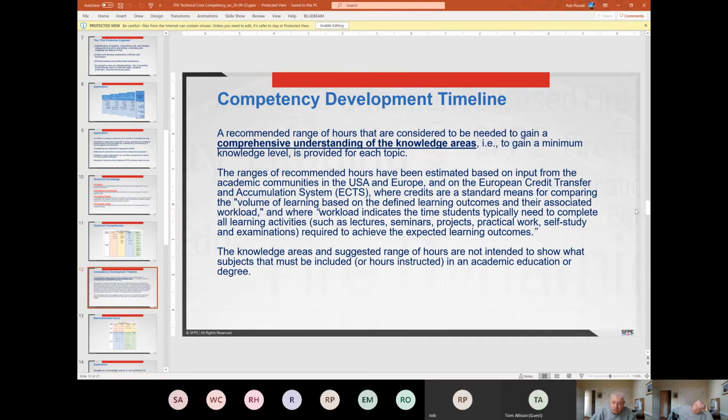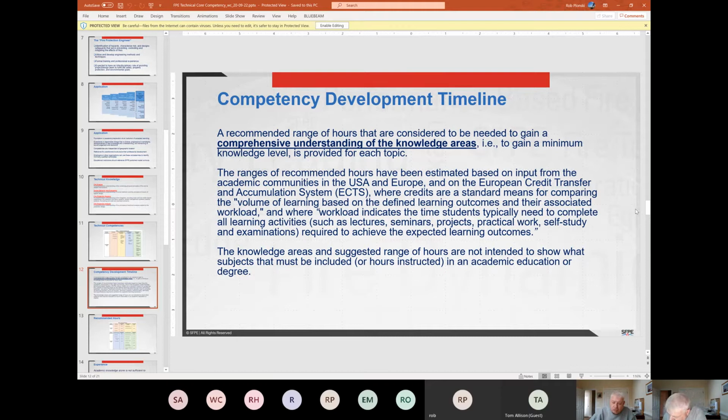The main reason why this was brought up as a comparison is, as you see there in the quotations, the volume of learning based on the defined learning outcomes and their associated workload. What does that mean? We want to make sure that the work that's being done is to get the end result. The workload indicates the time students typically need to complete all learning activities such as lectures, seminars, projects, practical work, self-study, and examinations.